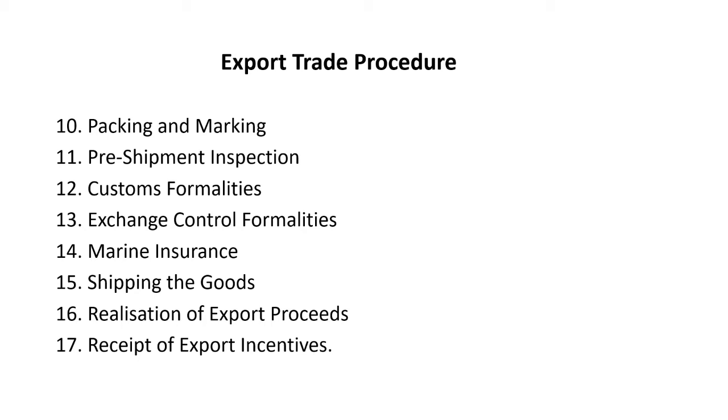Goods can be loaded on a ship by the exporter only when the customs authorities give the formal approval. The exporter has to submit the export license and a set of shipping documents to the customs house. Next, the 13th procedure: exchange control formalities.